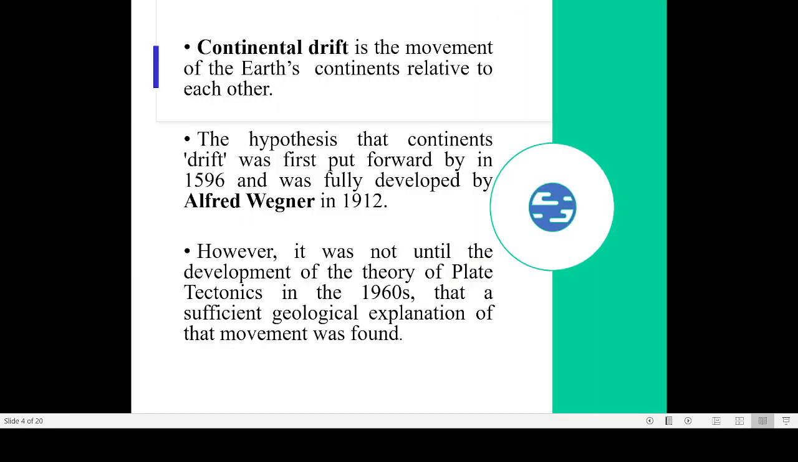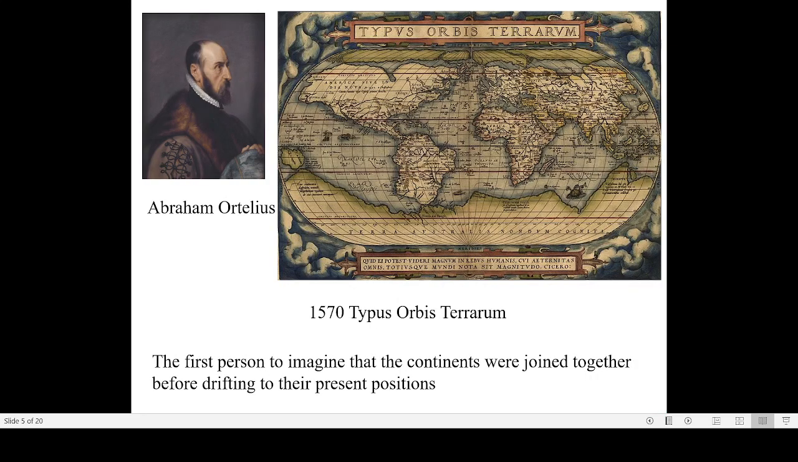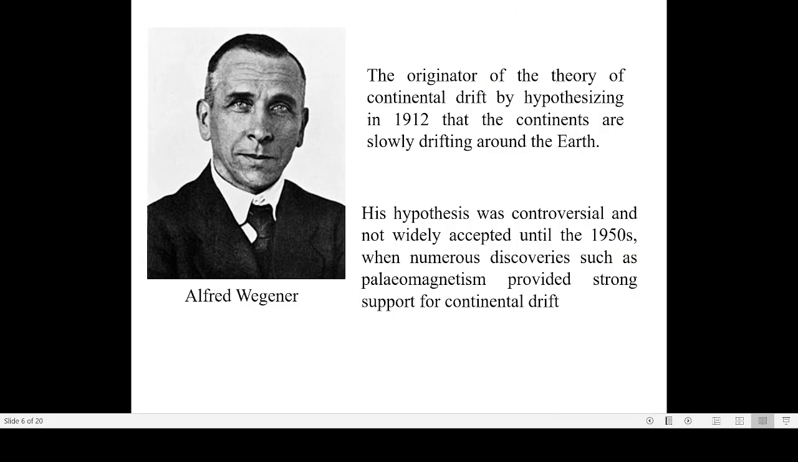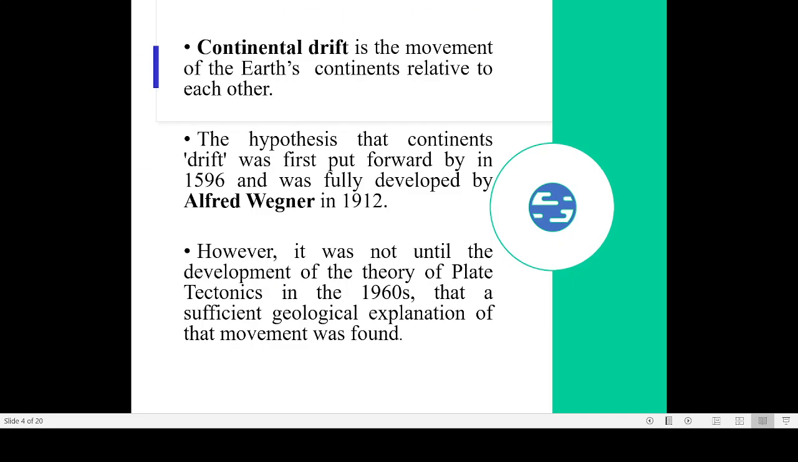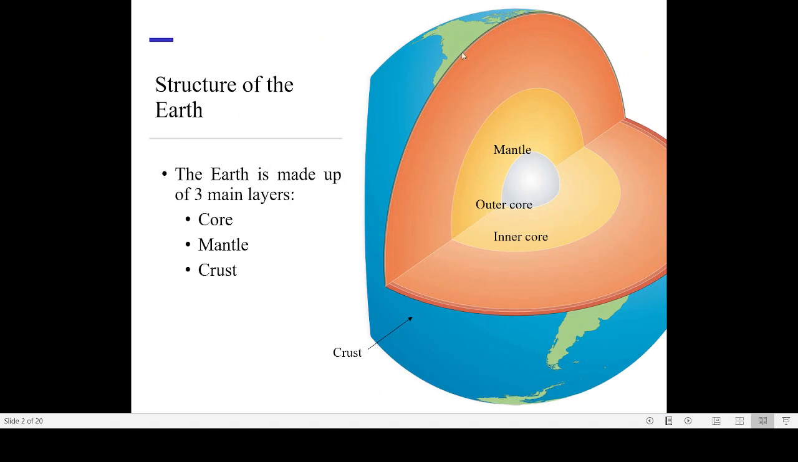drift actually is. This theory was proposed by Alfred Wegener in 1912. So it was Alfred Wegener. Here you can see Alfred Wegener. He proposed this theory called continental drift, that continents are slowly drifting around the earth, on the surface. Drifting simply means floating or moving. So they are slowly floating or moving on the surface of the earth, because here you can see that this is a liquid portion. This molten mantle is liquid in nature, but this crust is solid in nature.